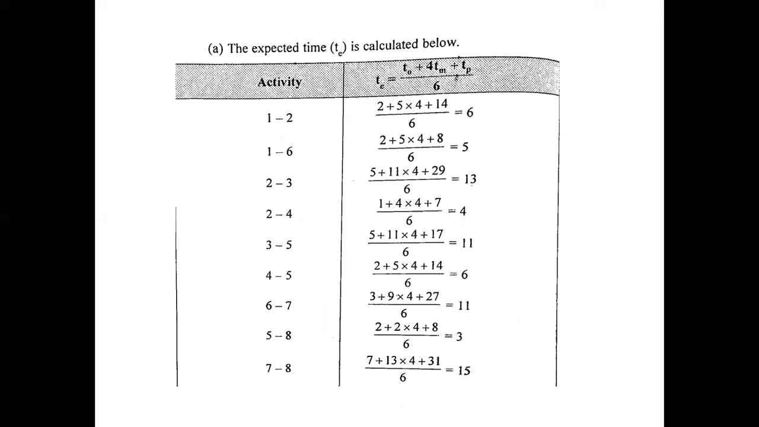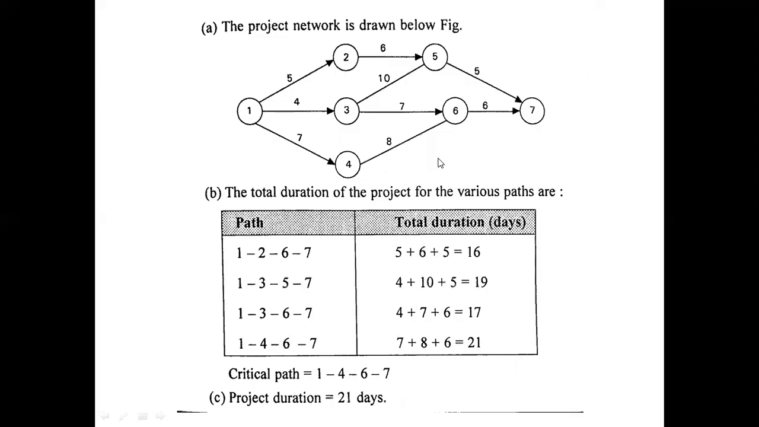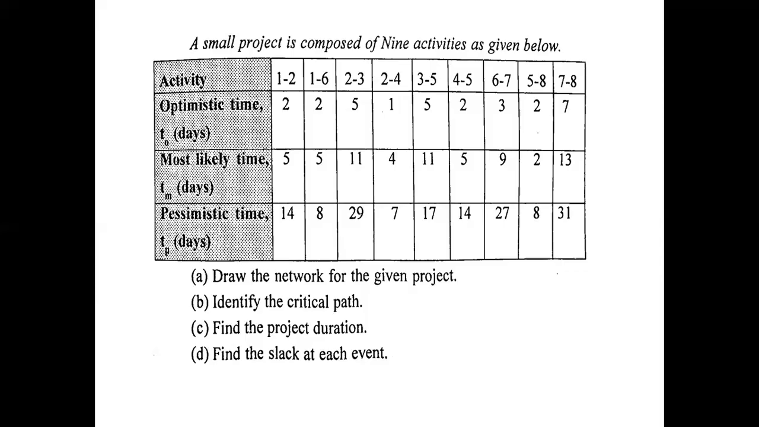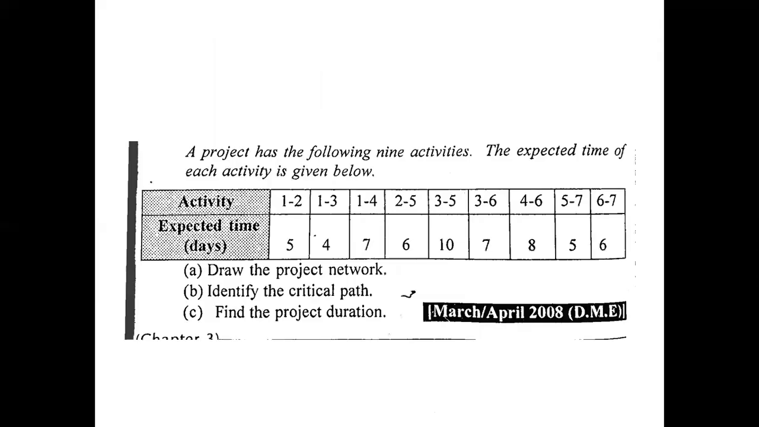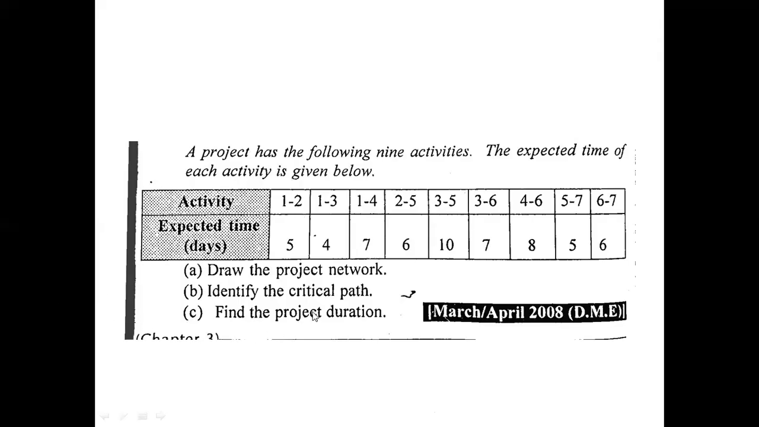Okay, some more problems I am going to share with you. So this is another problem. The project has the following 9 activities. The expected time of each activity has been given. What we have to do is draw the project network first, based upon this given data, which is going to show pre and post events. And next, identify the critical path and also find the project duration.